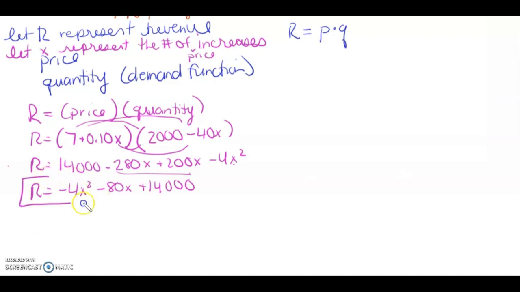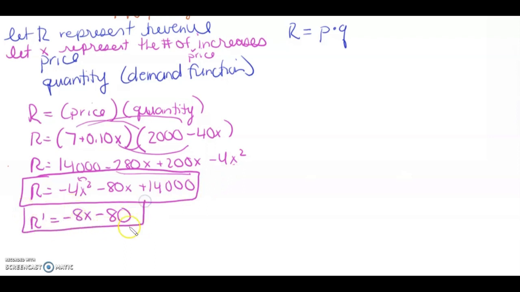So this right here is the formula for the revenue of the commuter train. Now that we have the revenue equation, we can solve for the derivative of the revenue equation, and then we're going to be able to find the critical points to solve for our max and min. So bring the 2 down, I get negative 8x, and then negative 80x, I get negative 80. Okay, constant goes to 0. So here is our derivative function.